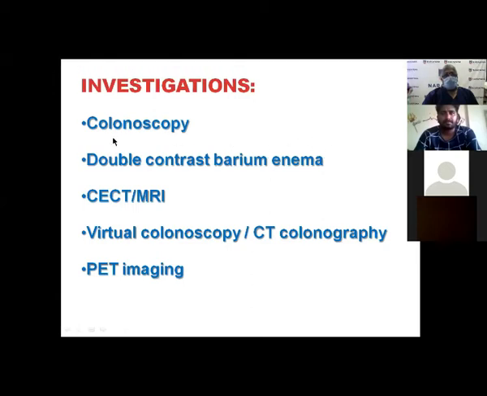The double contrast barium enema is slowly going out of vogue because it is a cumbersome procedure; air has to be insufflated into it, and it takes a little more time. CECT and MRI have changed the complete outlook regarding the pre-operative and post-operative staging, especially in recurrent disease and so on. Virtual colonoscopy is nothing but a CT colonography, for patients who are not fit for colonoscopy because of general conditions.